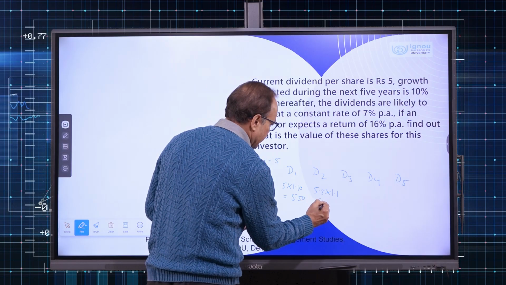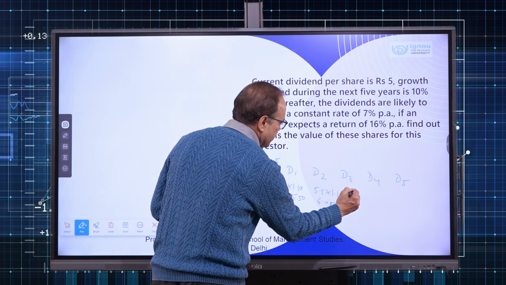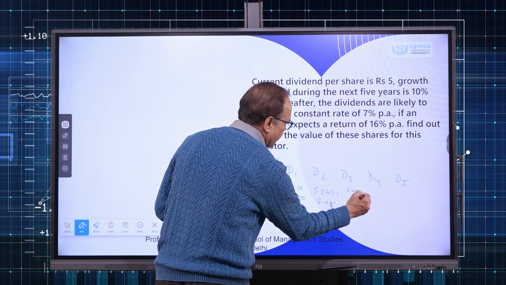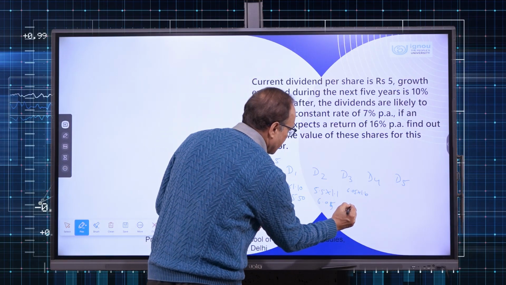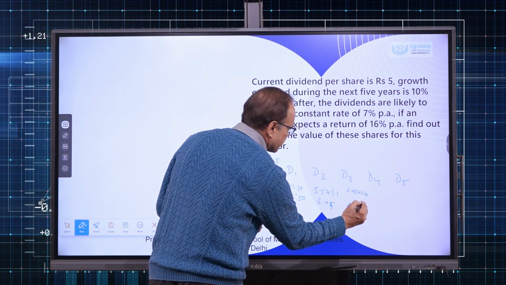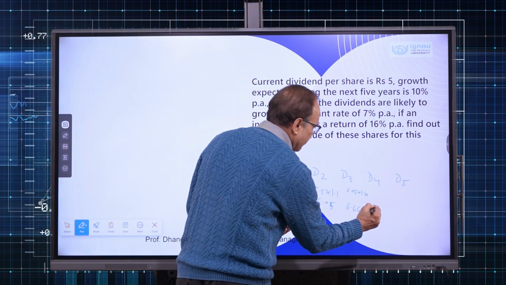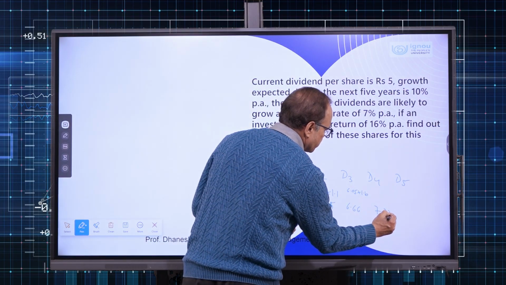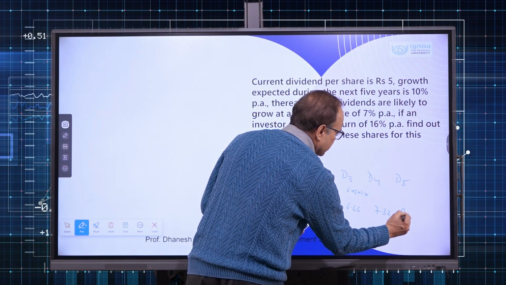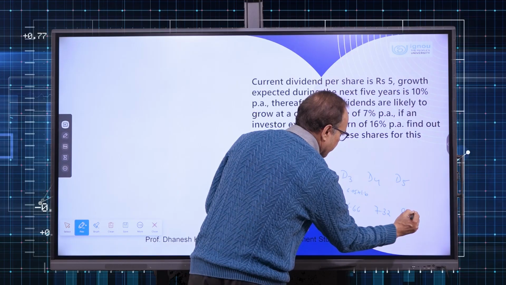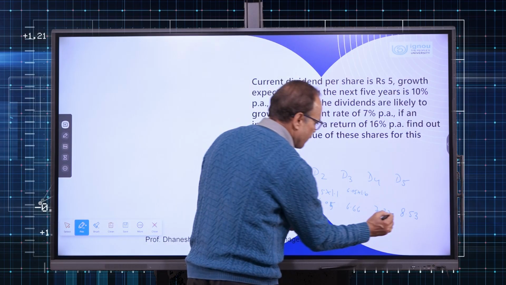So 6.05. Similarly, the 3rd year's dividend will be 6.05 multiplied with 1.1. So we get 6.66. The 4th year dividend will be 6.66 multiplied with 1.1, 7.32. And the 5th year's dividend will be 7.32 multiplied with 1.1, 8.053.